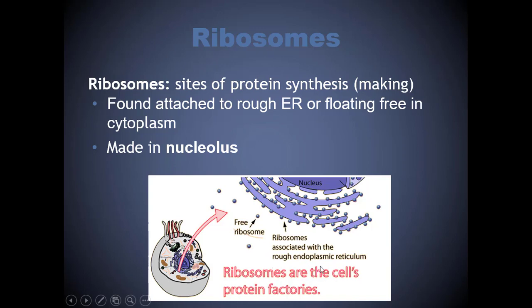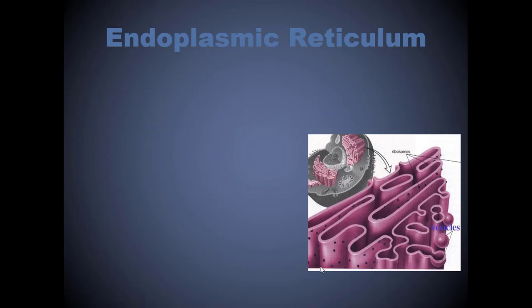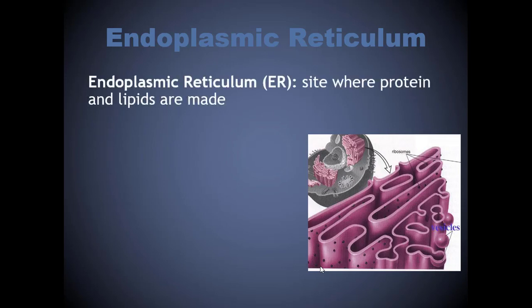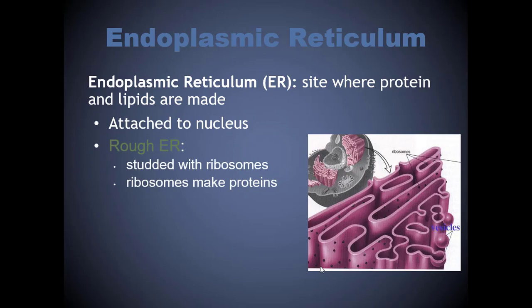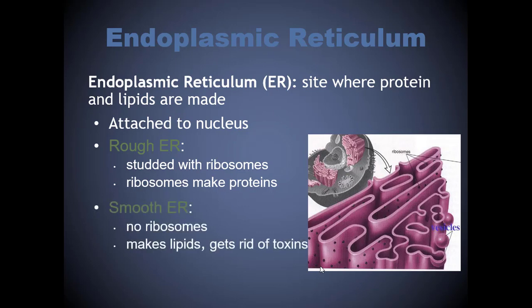So the endoplasmic reticulum is the site where proteins and lipids are made. They are attached to the nucleus, and if we have ribosomes on the surface, then we say that it's a rough endoplasmic reticulum, and those without are smooth. I guess it makes sense. So the rough endoplasmic reticulum, because of the ribosomes, makes proteins, and then the ones without the ribosomes make lipids and get rid of toxins as well.